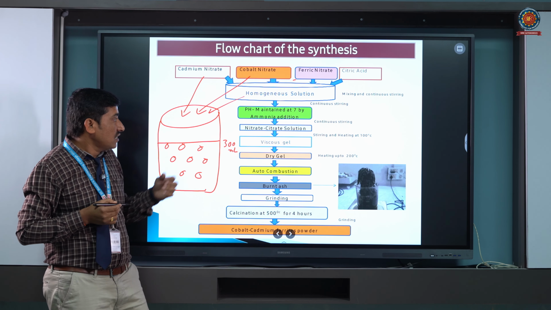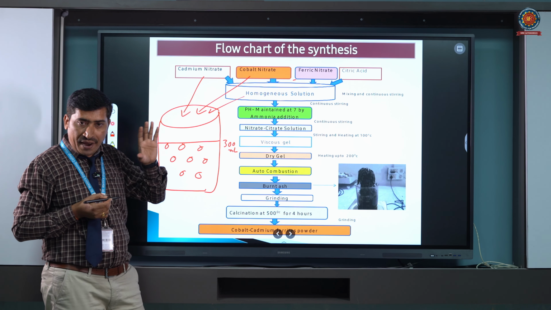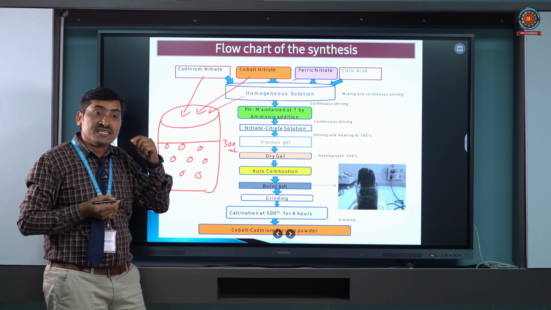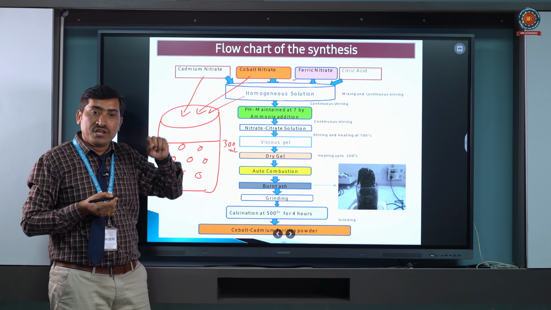So what next? Keep the beaker on the magnetic stirrer. We start stirring on the magnetic stirrer and we add ammonia solution.